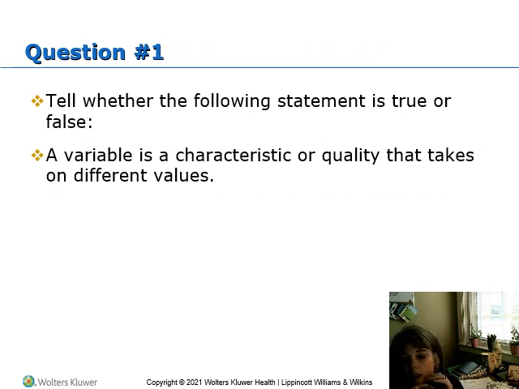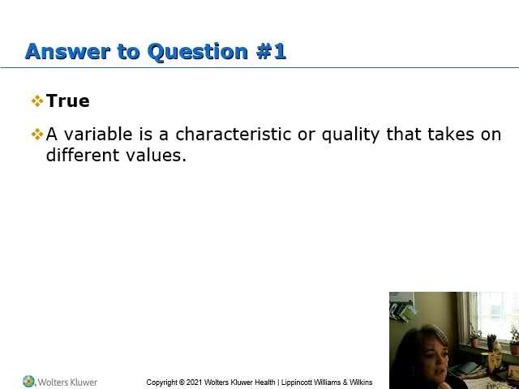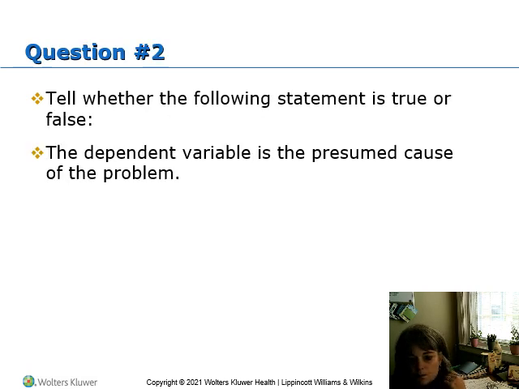Tell us whether the following statement is true or false. A variable, a study variable, is a characteristic or quality that takes on different values. And that is true. That's the exact definition of a variable in a study. And we're going to give you some examples of some variables.